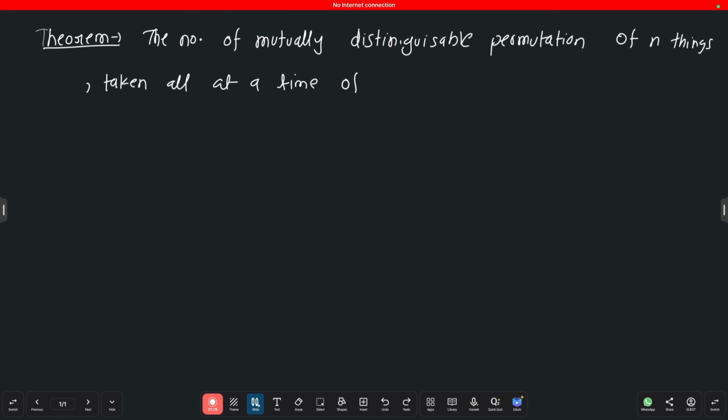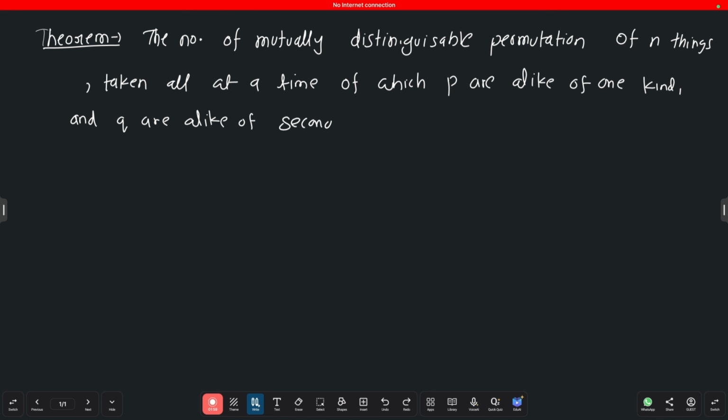of which p are alike of one kind and q are alike of second kind, such that p plus q is n, the number is n factorial divided by repetition.